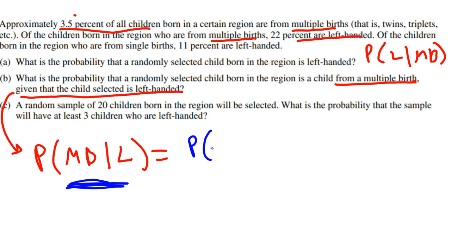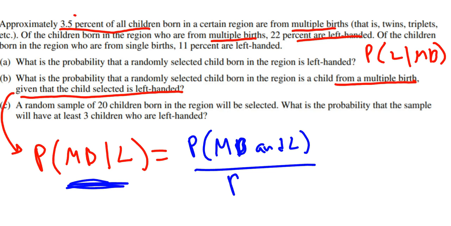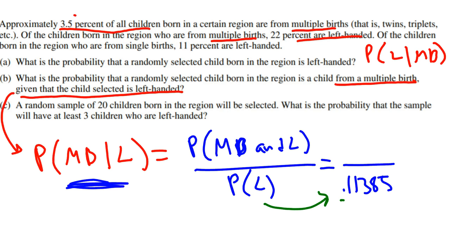By definition, the conditional probability is the probability of being from a multiple birth and being left-handed, divided by the probability of being left-handed. Now, in part A, you already found that probability, so it was 0.11385. This is a problem where when they grade, they would be consistent in the sense that if you had the wrong answer for part A but used it correctly here in the denominator, you could still end up getting full credit for the problem.